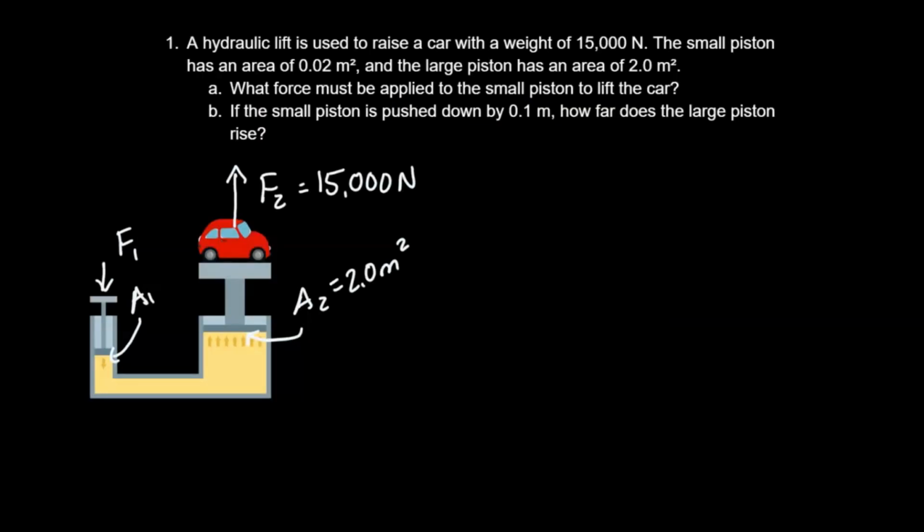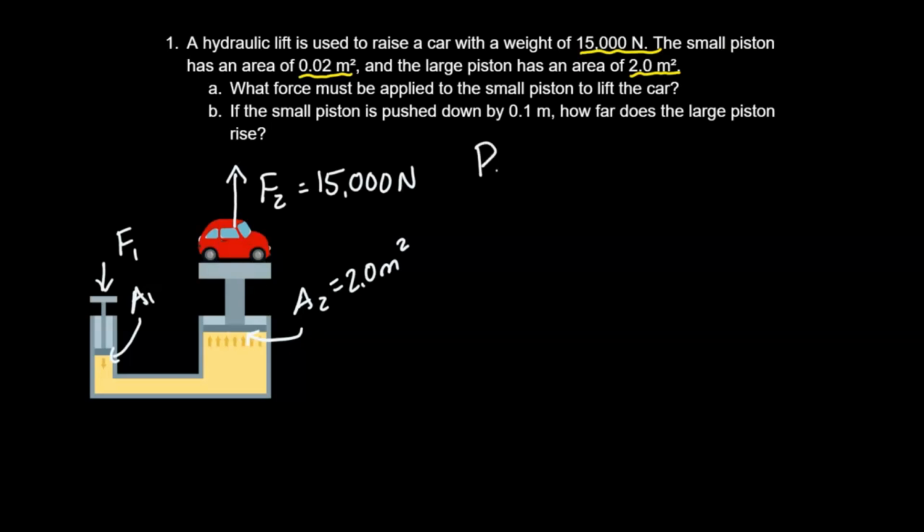All right, now we'll take a look at a sample problem. Question 1: a hydraulic lift is used to raise a car with a weight of 15,000 newtons. The small piston has an area of 0.02 meters squared, and the large piston has an area of 2 meters squared. What force must be applied to the small piston to lift the car? Here's our drawing. We have a small force and we're getting a big force out of that. The reason we're able to do that is because we have a greater area piston right here.